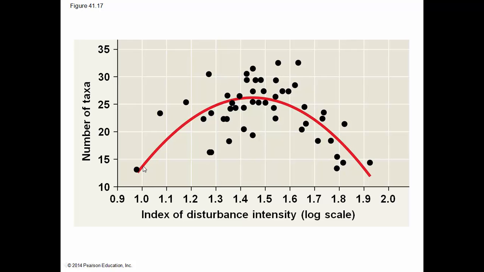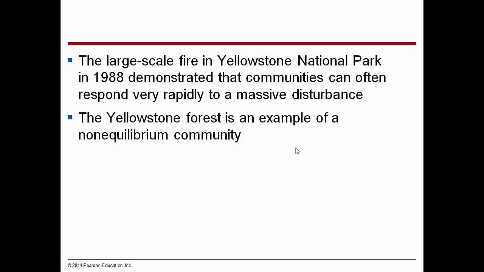With low disturbance, you had dominance of particular species, and with high disturbance, you had the removal of certain species. So it was around that sweet spot, the Goldilocks zone, that you get the highest diversity.